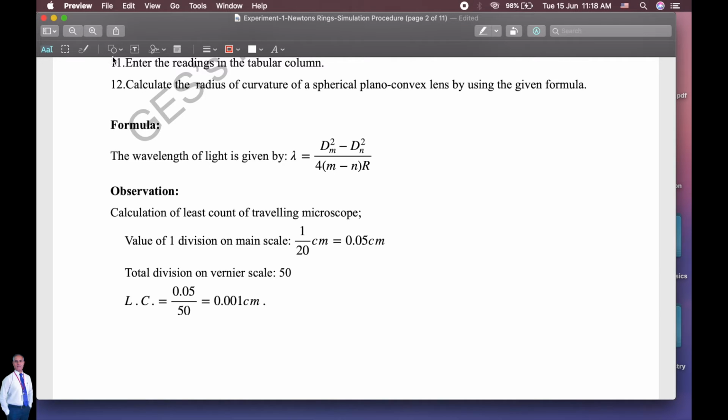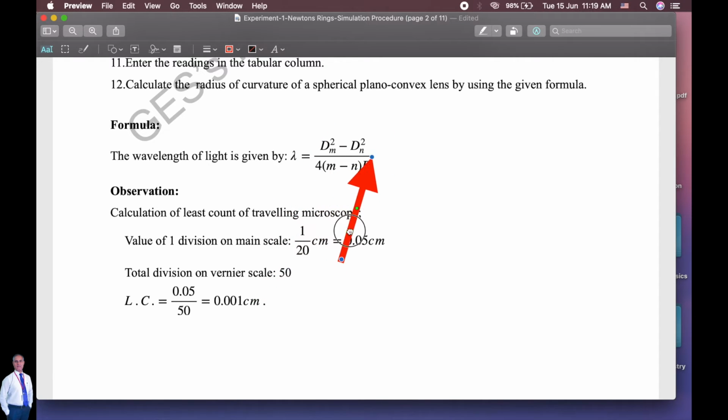So I have this pointer. Anyway, the formula we have already seen: lambda is equal to (Dn square minus Dn square) divided by 4 m minus n into R. So m minus n is nothing but the difference between the two Newton's rings. So m is the highest order ring and n is the lowest order, and their diameter squared. This is the formula you may have already studied in unit number 1.